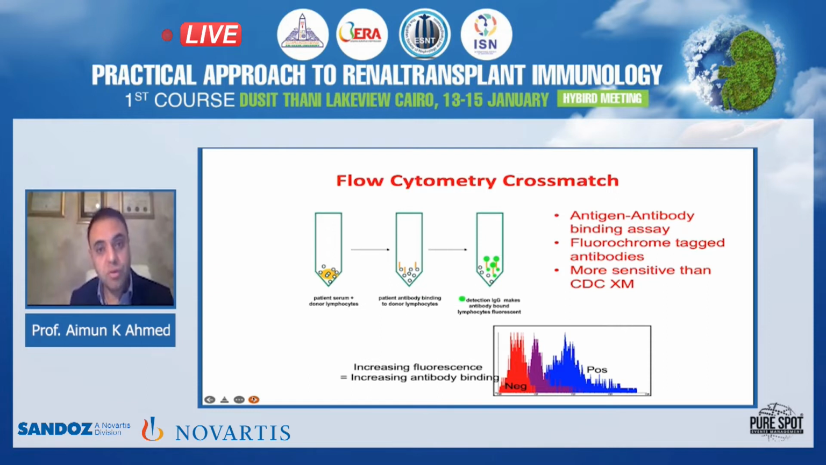Flow cytometric cross-match is an antigen antibody binding assay with a fluorochrome-tagged antibody, where the increase in fluorescence detects the binding. It's more sensitive than the CDC cross-match.